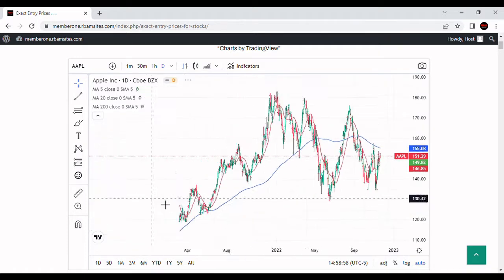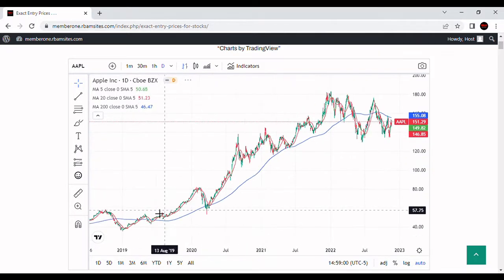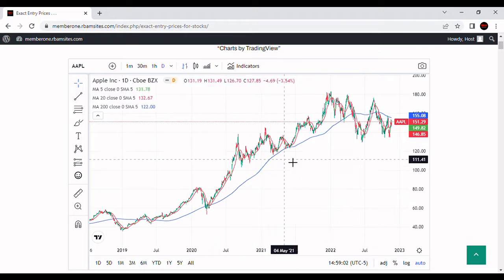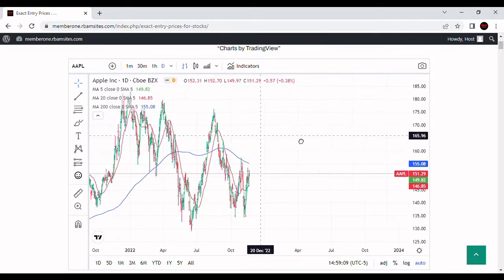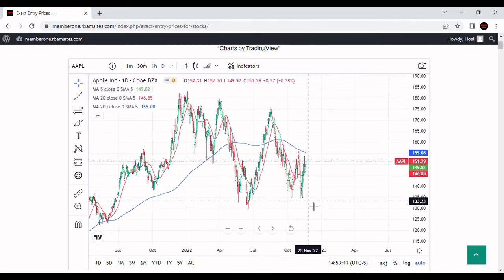So it was in a bull market all the way back here. It's in a bull market because it's above the 200-day. But once it started to go flat, you can see now it's going sideways. And when it gets below the 200 moving average, the blue, it's in a bear market.